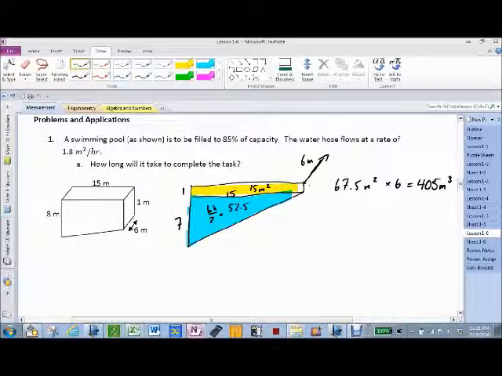Does everybody see what we did there? Because all prisms are the area of the base times the height, aren't they? So I found the base area and then I multiplied by the height. Is everyone okay with that? Does everybody see how I got 405? Now that took a lot of work, didn't it?